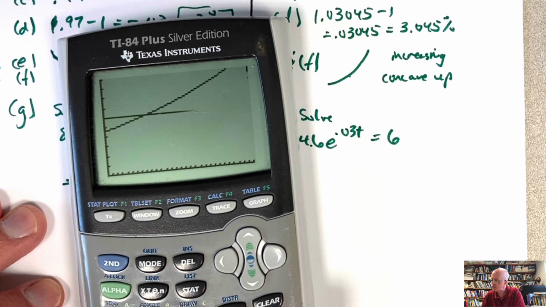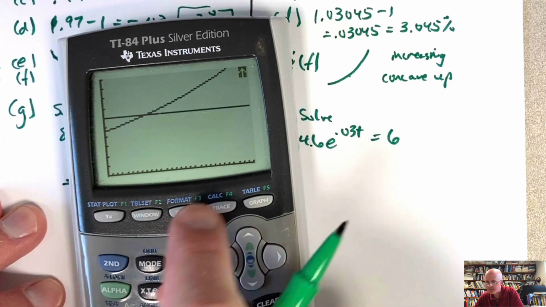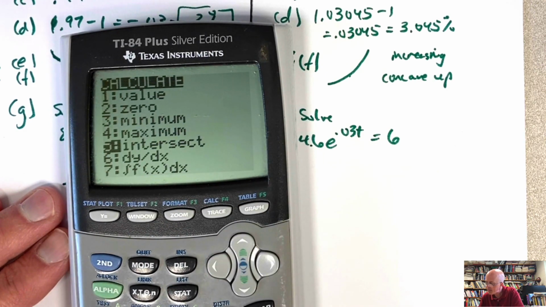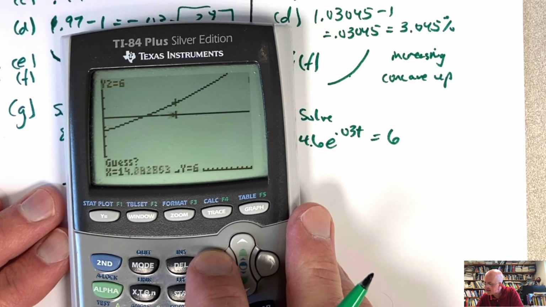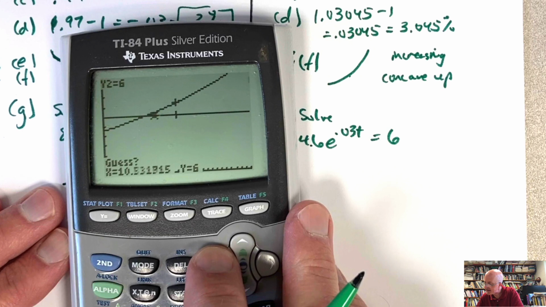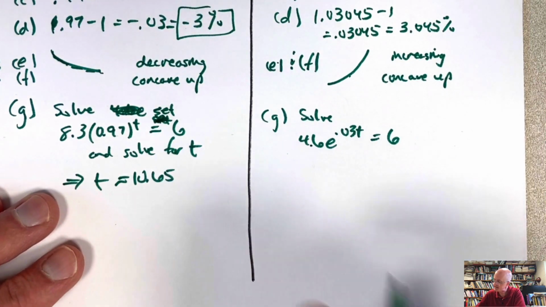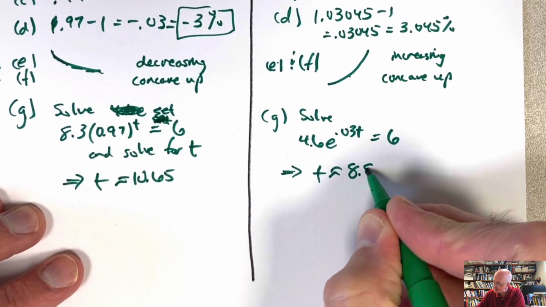There's the function. There's y equals 6. Okay, I didn't have to go out so far. Let's do my calculate menu for the intersection. First curve, second curve, and I guess still pretty close to 10. Oh, there's a little less than 10 this time, actually. About 8.86 is what it looks like. T is about 8.86.